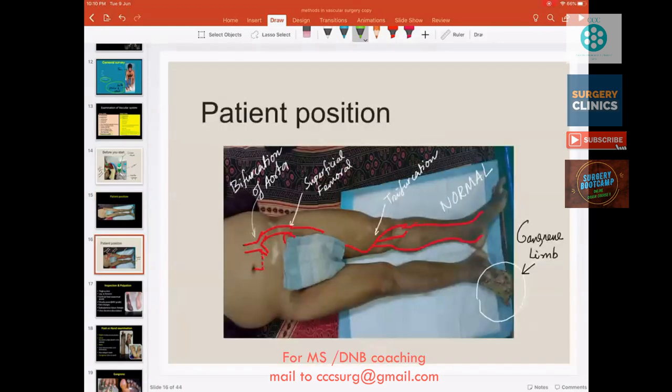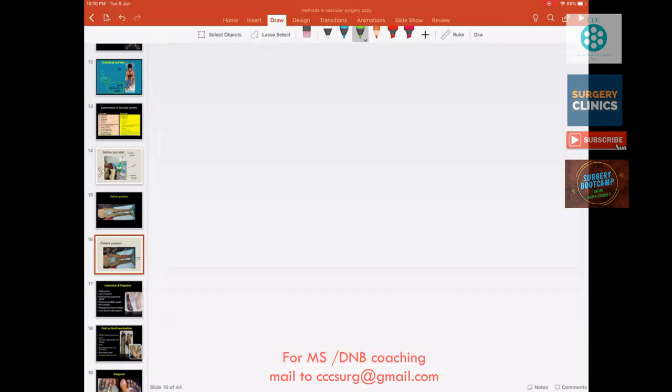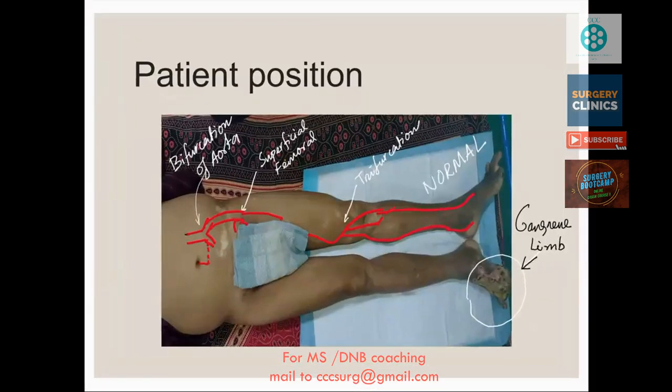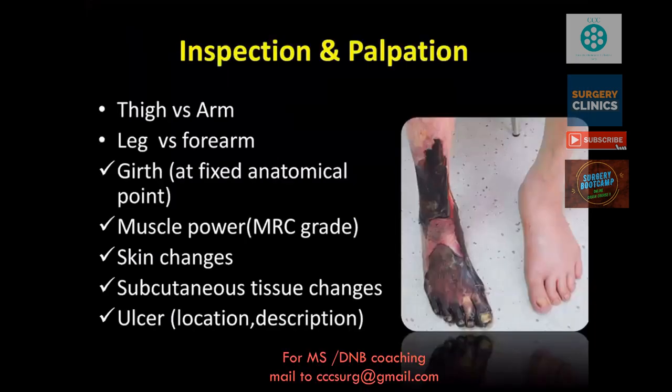Remember that all has to do about the arterial system, and as you can see, you can trace the arterial anatomy very, very well. On inspection and palpation, now remember that for a case presentation, I am combining these points. So it is inspection and palpation. Remember, always say that I have compared the thigh versus arm, leg versus forearm. So you can compare the normal side. So if this is the abnormal side, this is the normal limb.